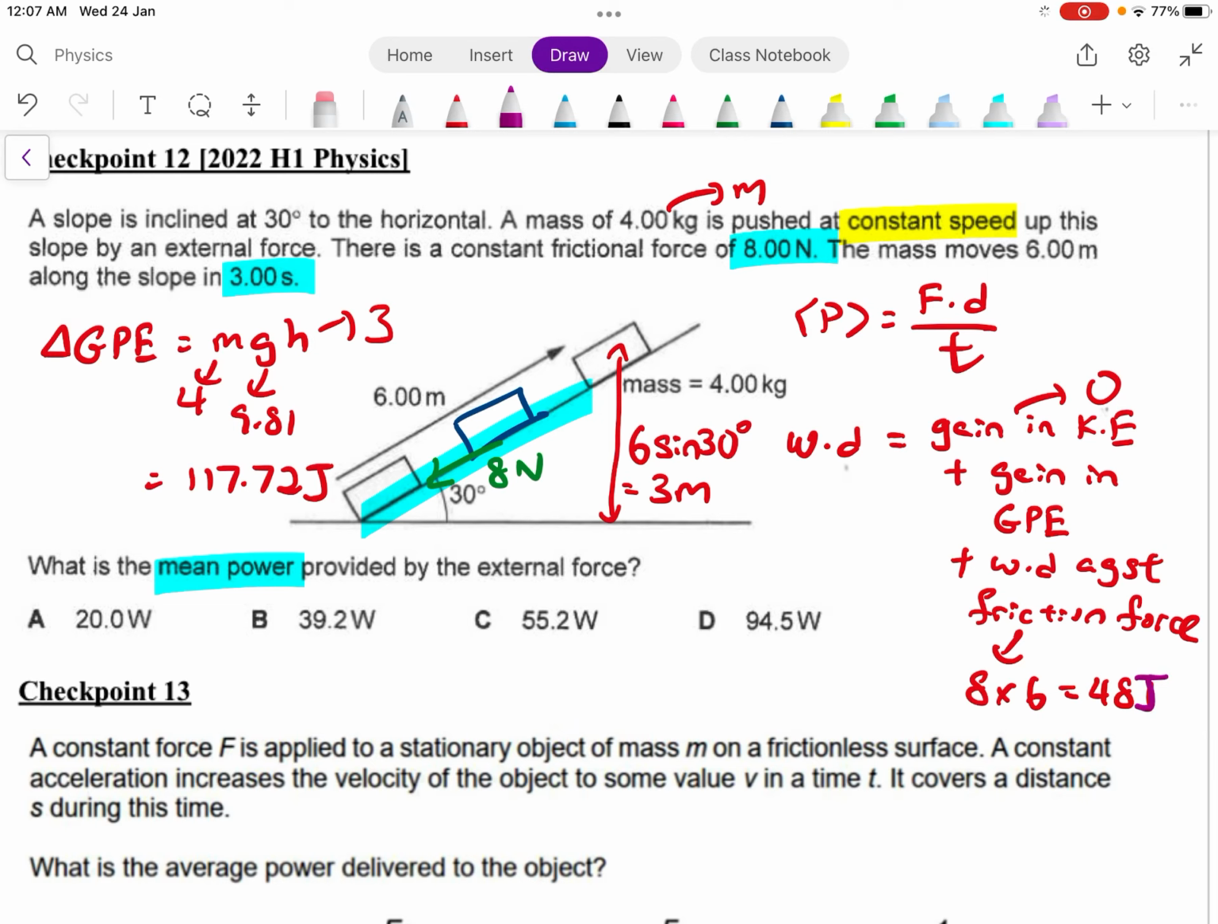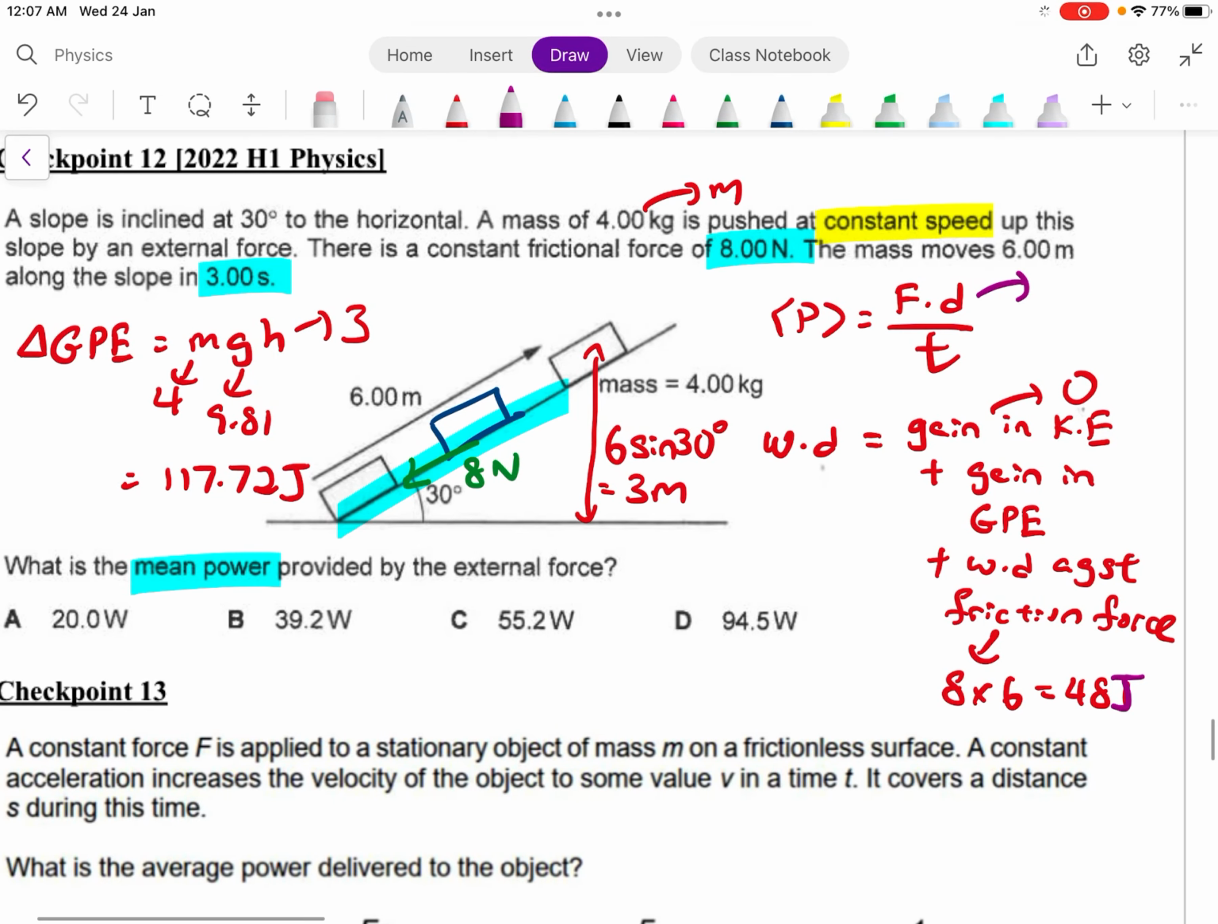So you just add up. The total work done by the external force is 117.72 plus your 48. That will be the total work done. Then since you want the mean power, you need to divide by the time of 3 seconds. So let's do the calculation: 117.7 plus 48, divided by 3. You will get an answer of roughly 55.2 watts.